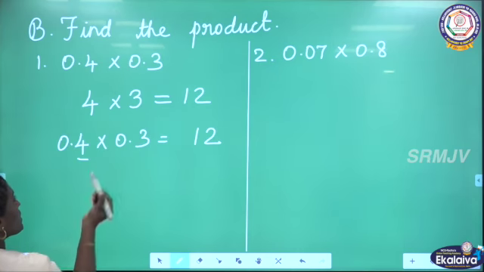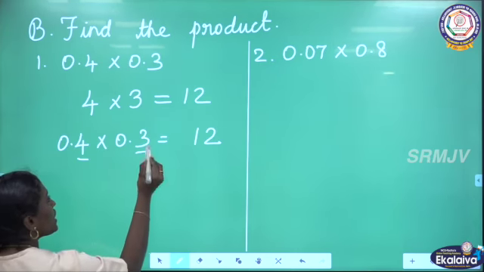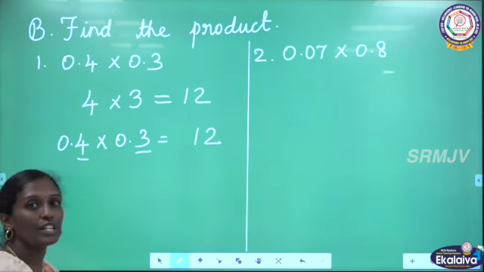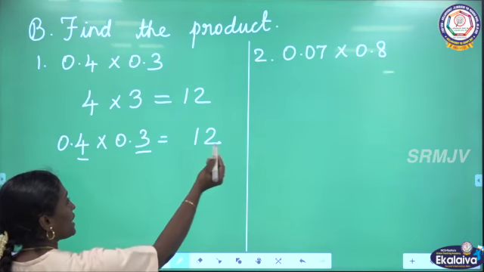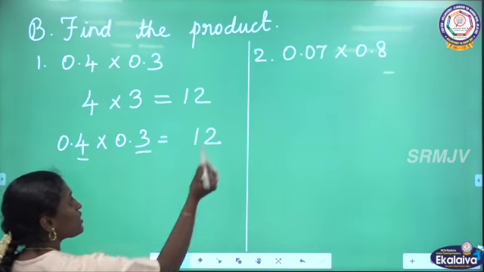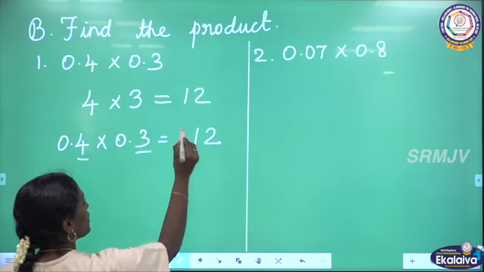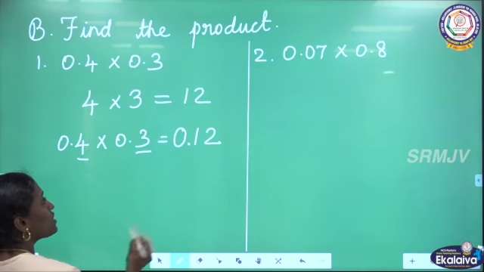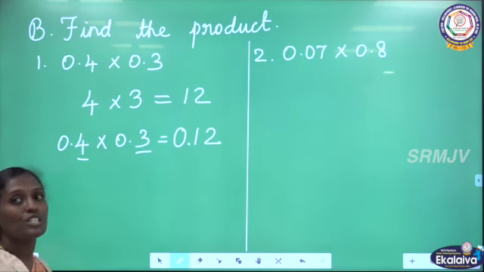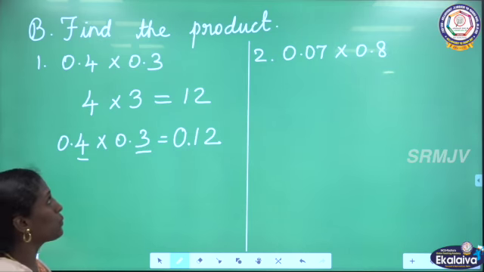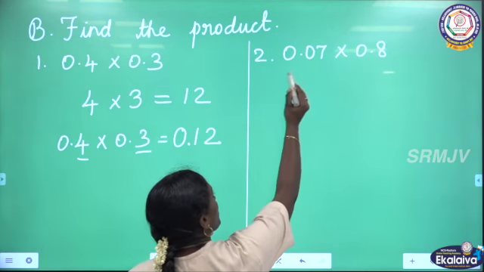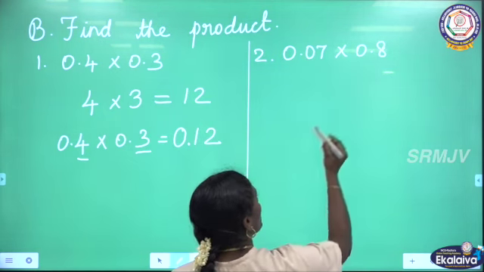Now I am going to write the answer for the given question 0.4 and 0.3. Here in question here 1 decimal place, here 1 decimal place. Totally 2 decimal places. So in answer we need 2 decimal places. So from the last before 2 digits we have to keep the decimal point. Here the whole number part is 0. So the answer is 0.12.